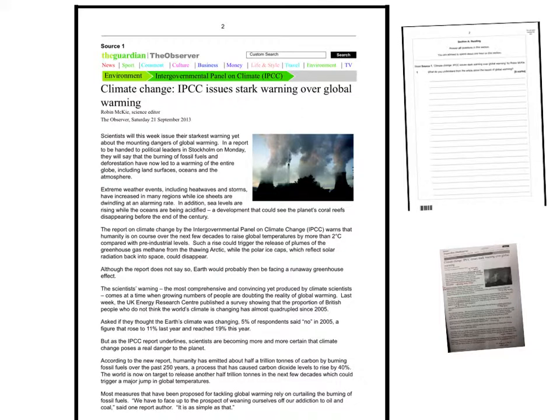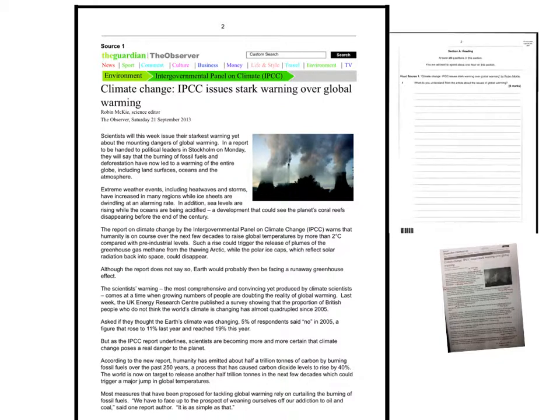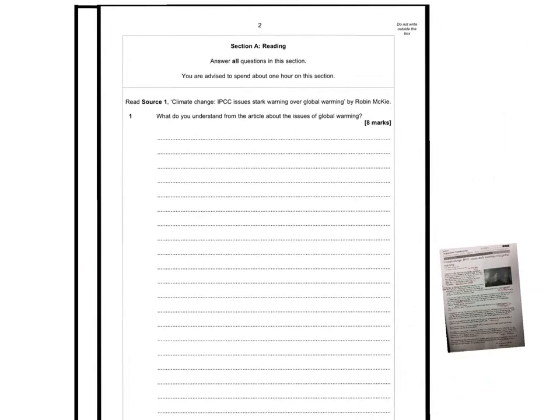It's important to spend time to make sure that you read it carefully and that you understand the gist of the whole article. Okay, so if we have a look at the question now, it says, what do you understand from the article about the issues of global warming? And the key word there is what do you understand about the issues of global warming?